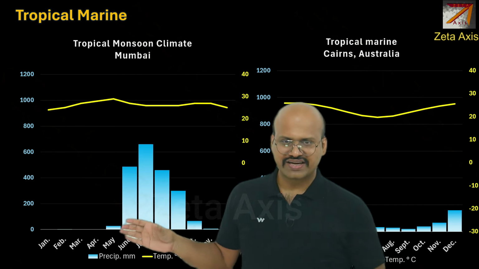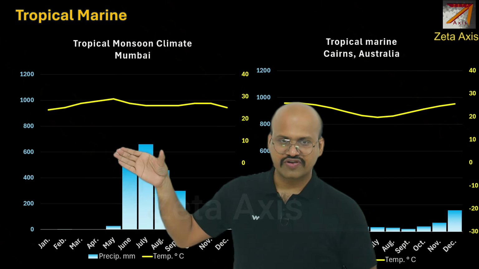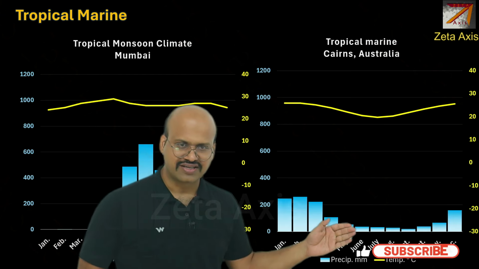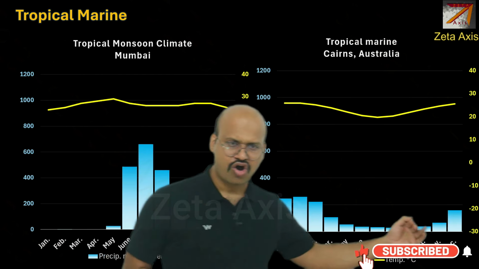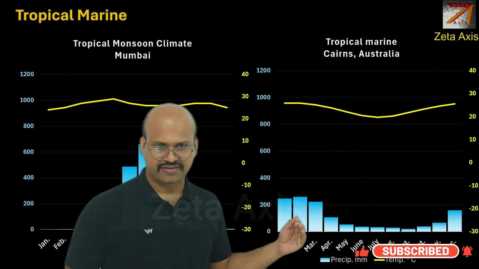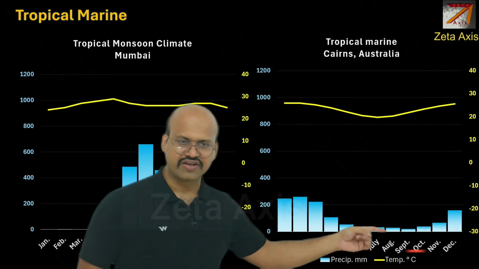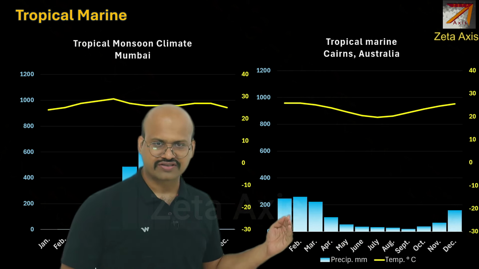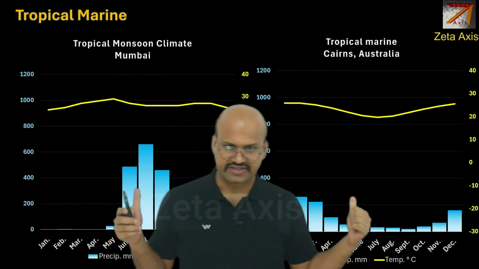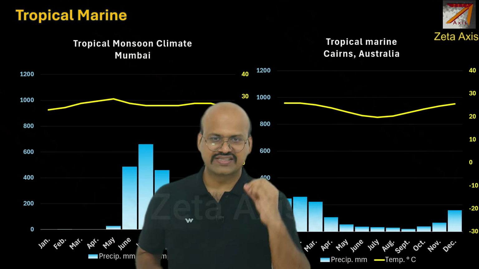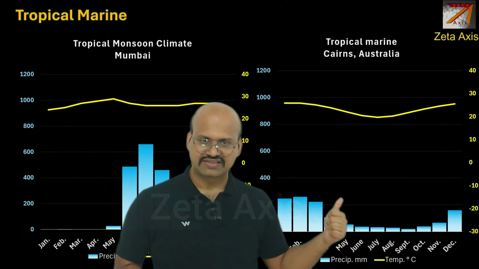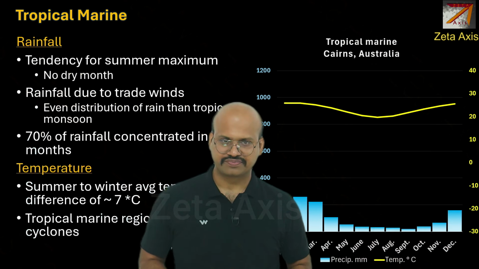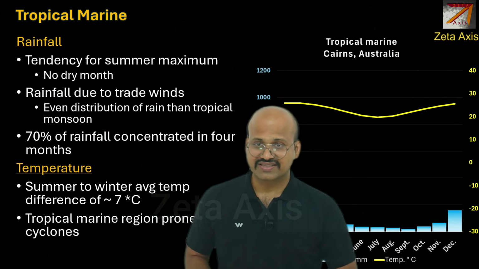Here we can see that a very high amount of rainfall occurs, but the rainfall is concentrated in few months. Here we can clearly see that the rainfall is occurring throughout the year, but there are months when the rainfall is very less, and there are months when the rainfall is very high. In both of these, the rainfall is concentrated in summer months. Again, this is the southern hemisphere, therefore December is summertime in Australia. So these are the characteristics.